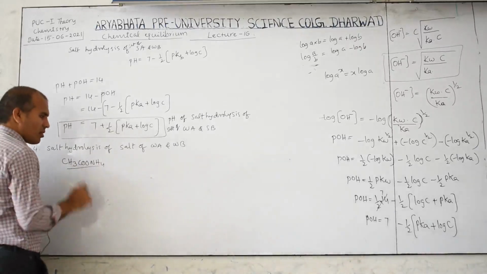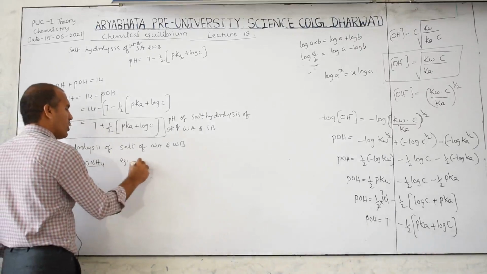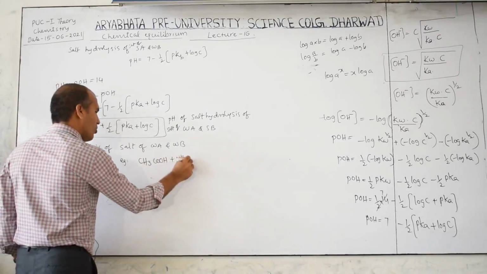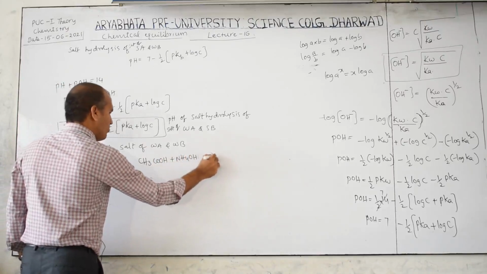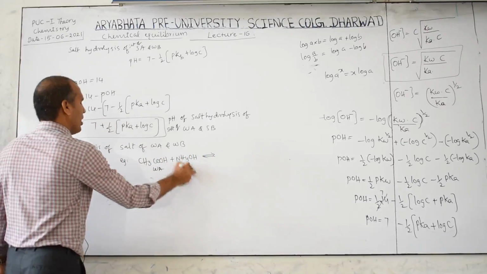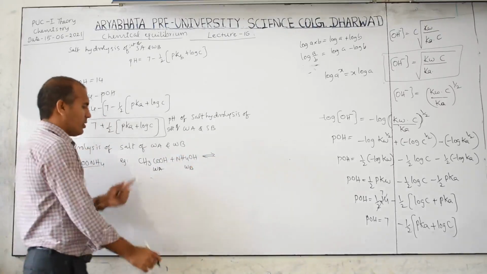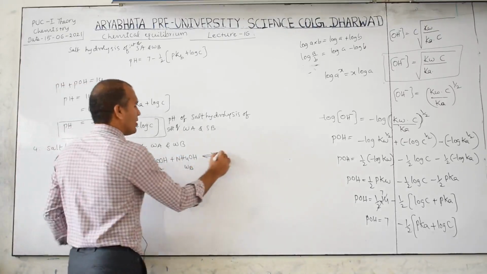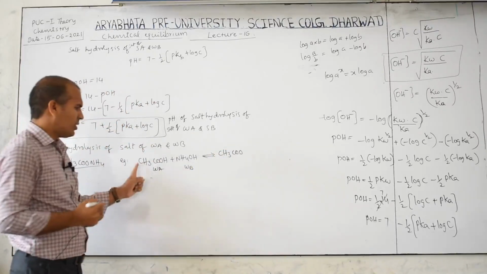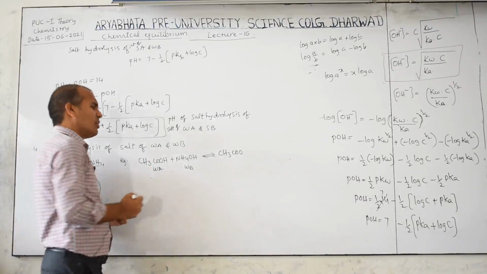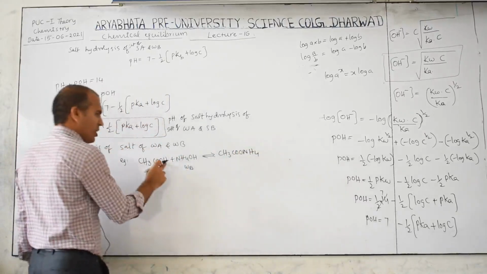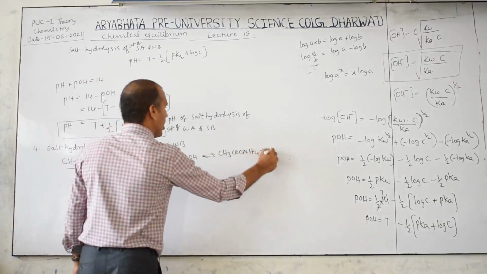How is this salt formed, in example form? CH3COOH plus NH4OH. This is a weak acid, this is a weak base. This is CH3COO minus. This CH3COO minus combines with NH4 plus to form this salt, and H plus and OH minus combine to form H2O.